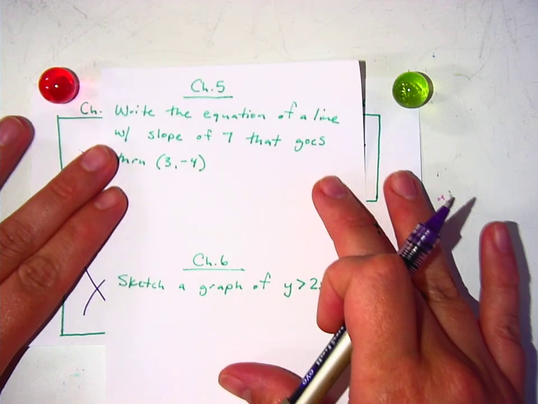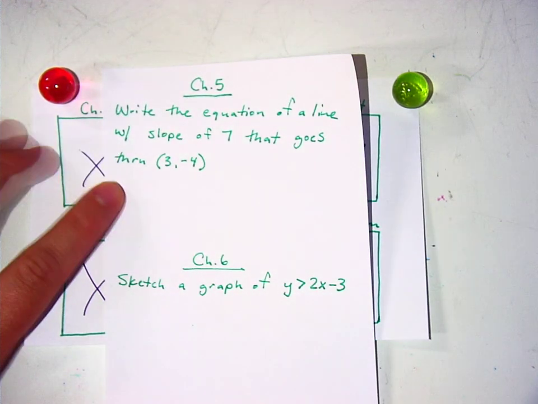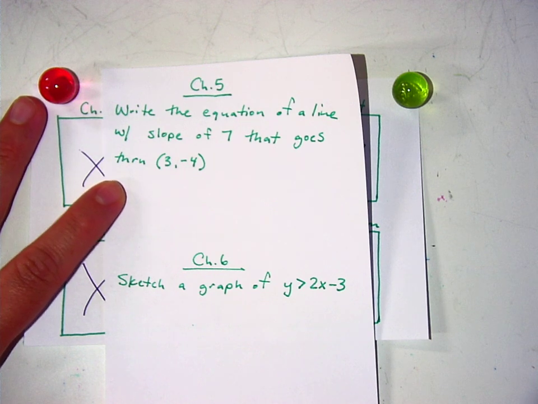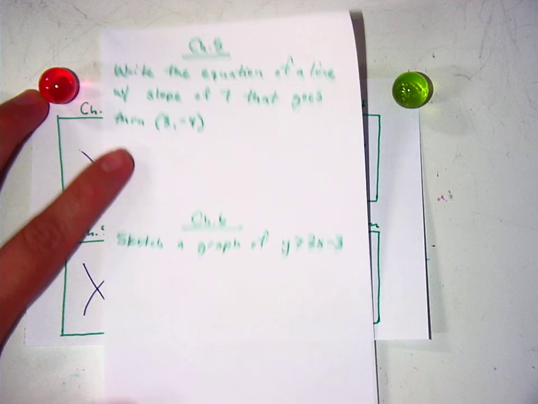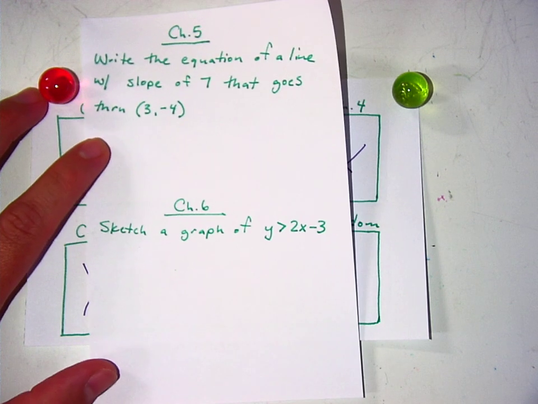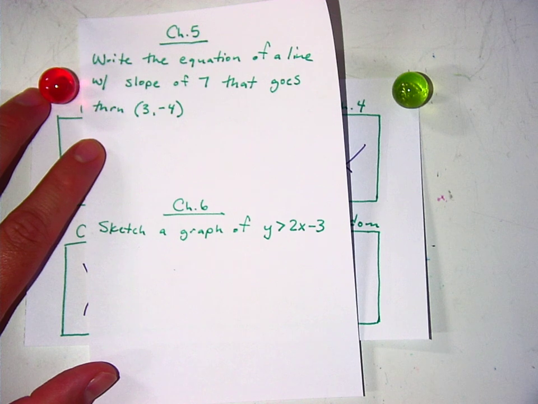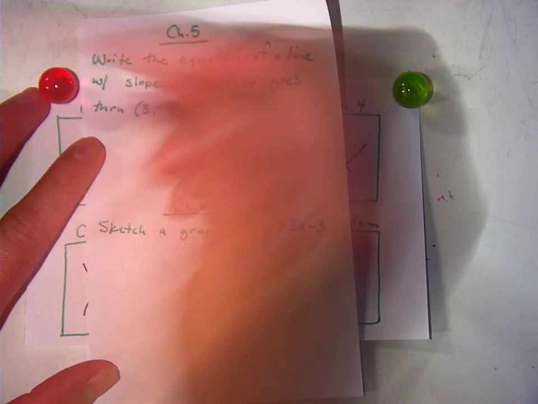All right. Chapter 5 says, write the equation of a line that has a slope of 7 and goes through the point (3, -4). And then Chapter 6 says, sketch a graph of y is greater than 2x minus 3. All right, let's see. Write the equation of a line with a slope of 7 that goes through (3, -4).